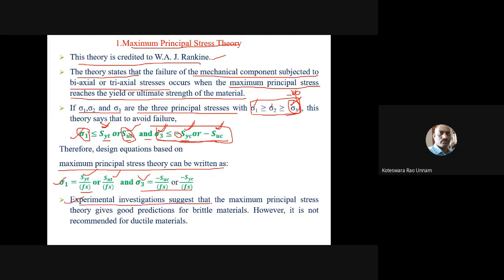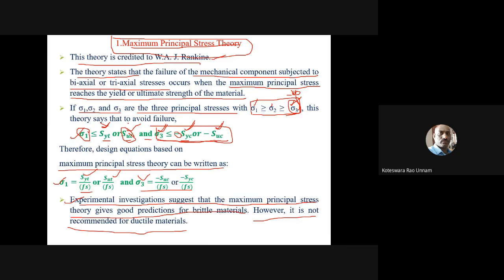Experimental investigations suggest that maximum principal stress theory gives good predictions for brittle materials. That means whatever results are predicted by this principal maximum normal stress theory, or Rankine's theory, they are predicting the results properly only in the case of brittle materials. However, it is not recommended for ductile materials. Why is it not recommended?